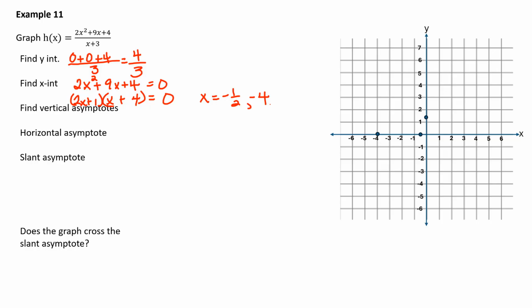All right, now we want to see if we have a vertical asymptote, which we do because the denominator would equal 0 when x is equal to negative 3. So that is our vertical asymptote right there.